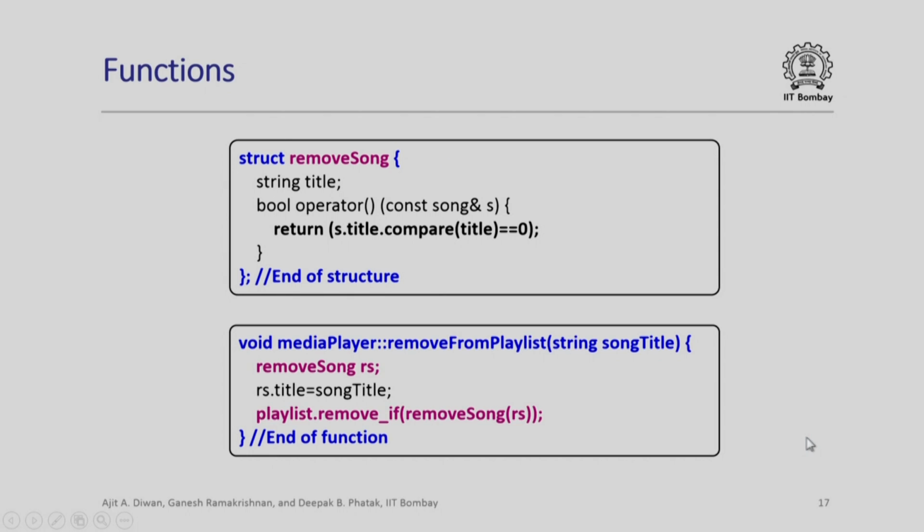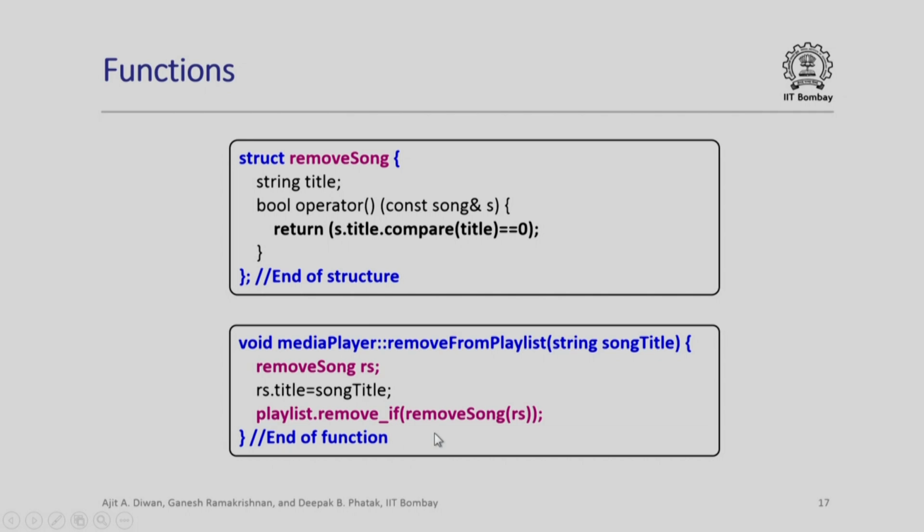We will now see how a particular song can be removed from the playlist. The main function here is the remove from playlist, which will take a string which is the song title. Given the song title, we will assign it to rs.title, and then we will use a predicate which is associated with the particular list. So, playlist.remove_if is a predicate.